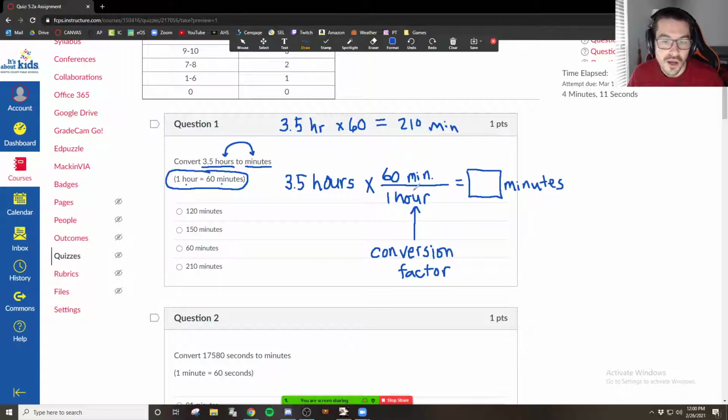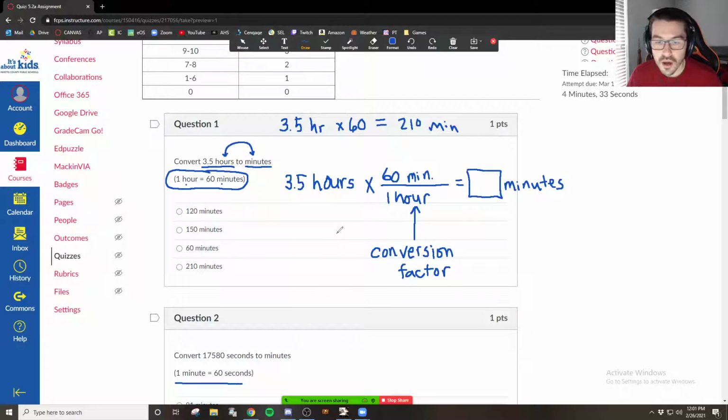Okay, and how I know where these things go is based on the units. My starting unit is in hours, so I'm going to put that in the denominator. My destination unit is minutes, so I'm going to put that in the numerator. Okay, and those values are coming from here. You can see each question has a conversion factor with it.